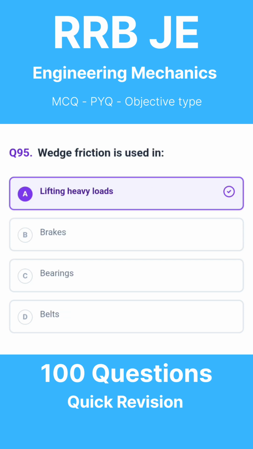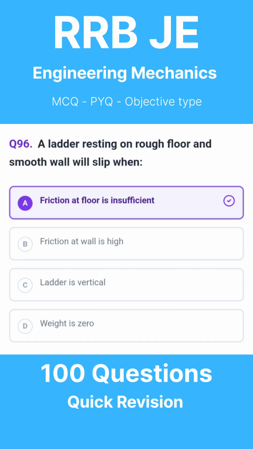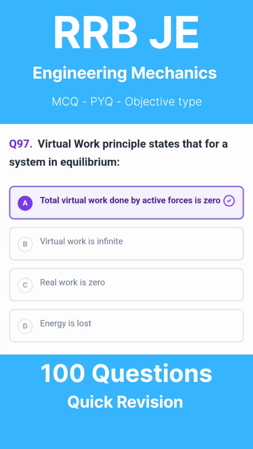Question 95. Wedge friction is used in. The correct answer is lifting heavy loads. Question 96. A ladder resting on rough floor and smooth wall will slip when. The correct answer is friction at floor is insufficient. Question 97. Virtual work principle states that for a system in equilibrium, the correct answer is total virtual work done by active forces is 0.